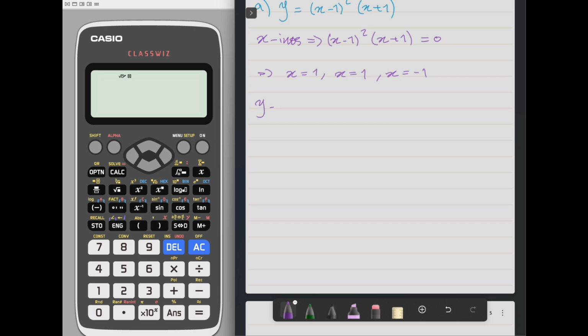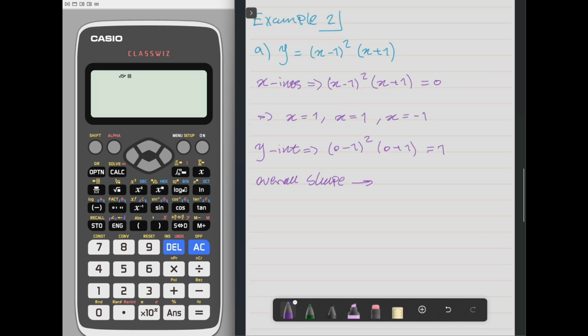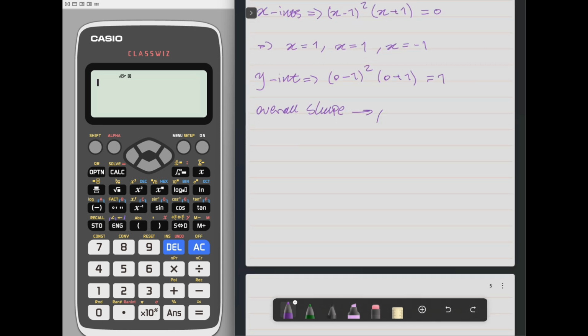For my y-intercept, which is the second detail that I want, I just write 0 minus 1 squared times 0 plus 1. Minus 1 squared is 1, and 1 times 1 is equal to 1. As for the overall shape, what is the coefficient of x cubed? Here, x times x times x is x squared, times another x is x cubed. The coefficient is 1, which is positive. So my graph will be n u.